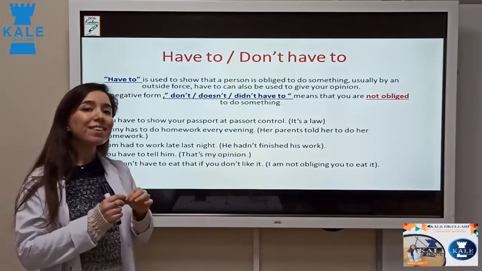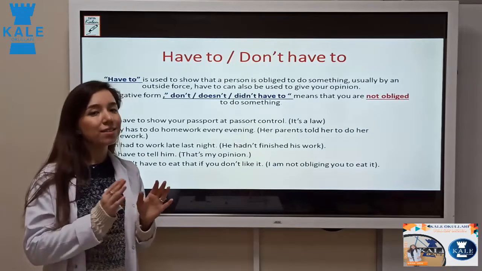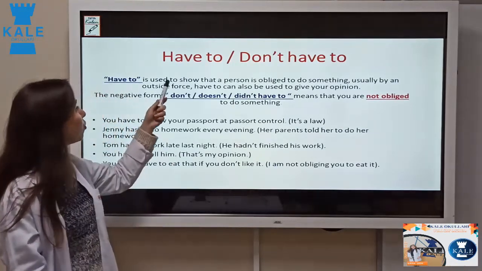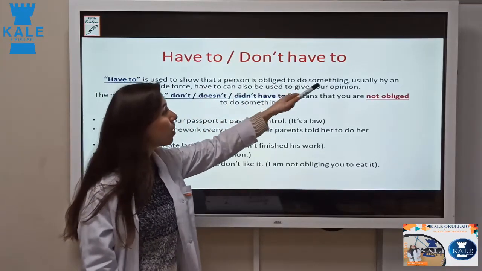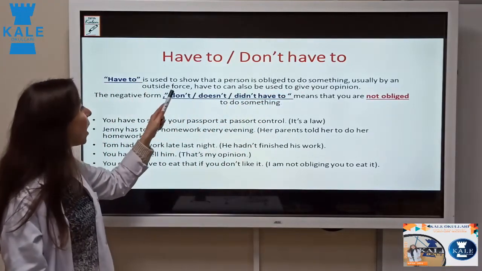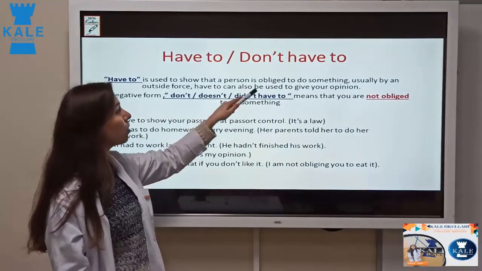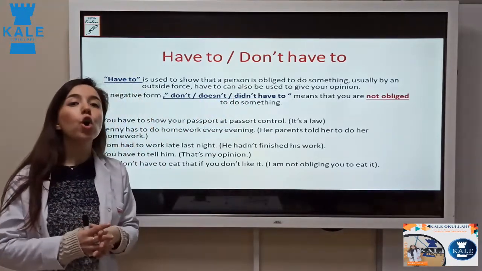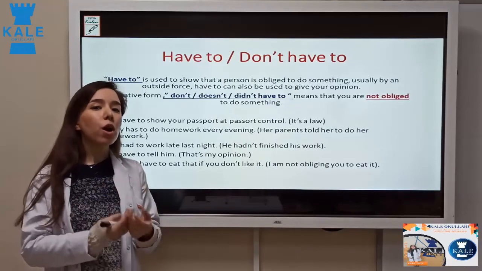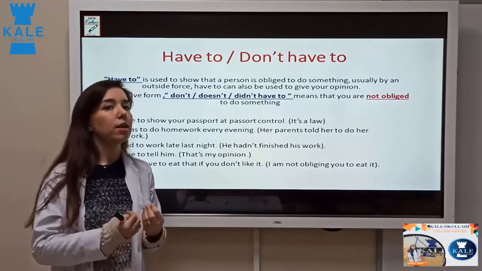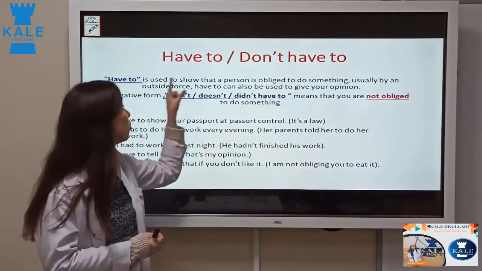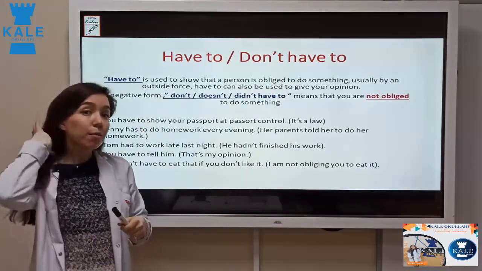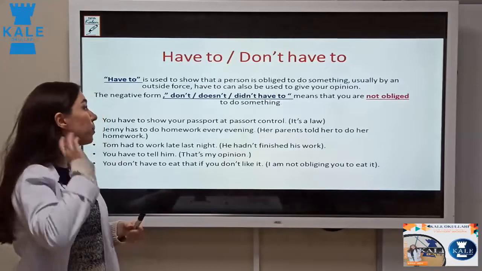Have to is a little stronger than should. It's not just should. What is it? Have to is used to show that a person is obliged to do something, usually by an outside force. Have to can also be used to give your opinion. So, for both of them, for giving your opinion, but a strong opinion, not like should, or for something that you are forced to do by an outside force. Somebody forced you to do something, yes?